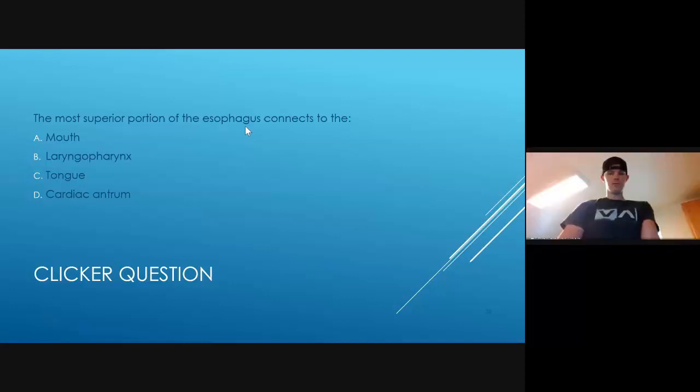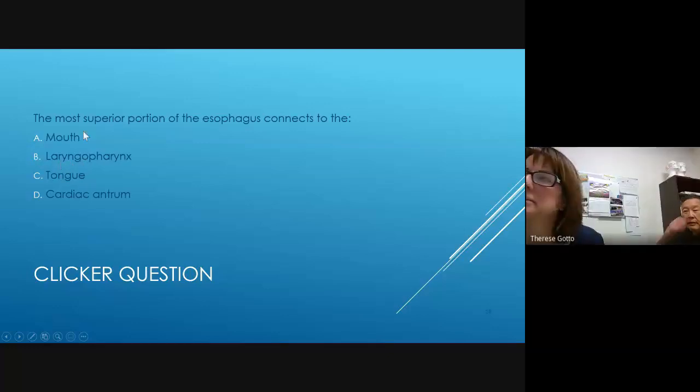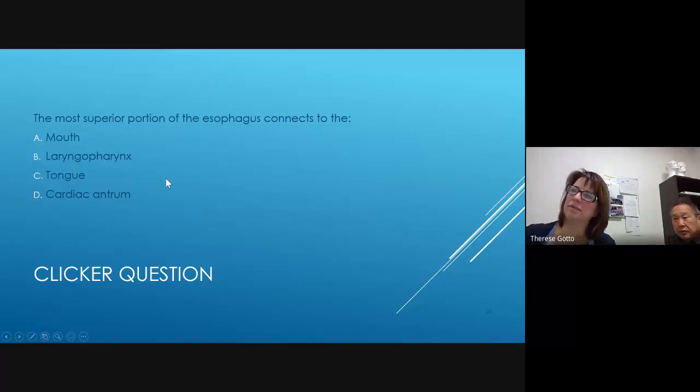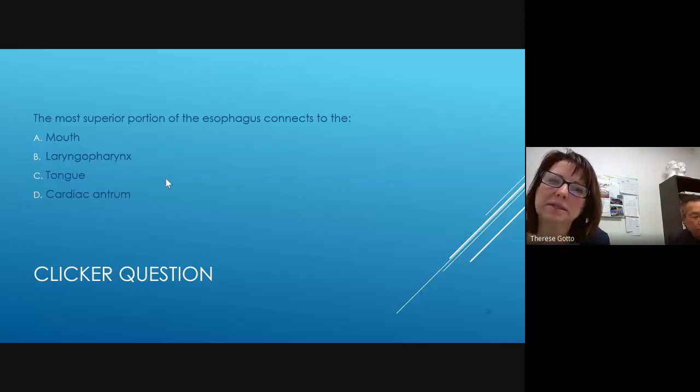Most superior portion of the esophagus. Laryngopharynx. Okay, so remember we've got our pharynx. We have our nasopharynx, we have our oropharynx, and that's still behind the throat. And then your laryngopharynx comes in, and that starts your muscular tube. That tube with the 4 different layers starts there.